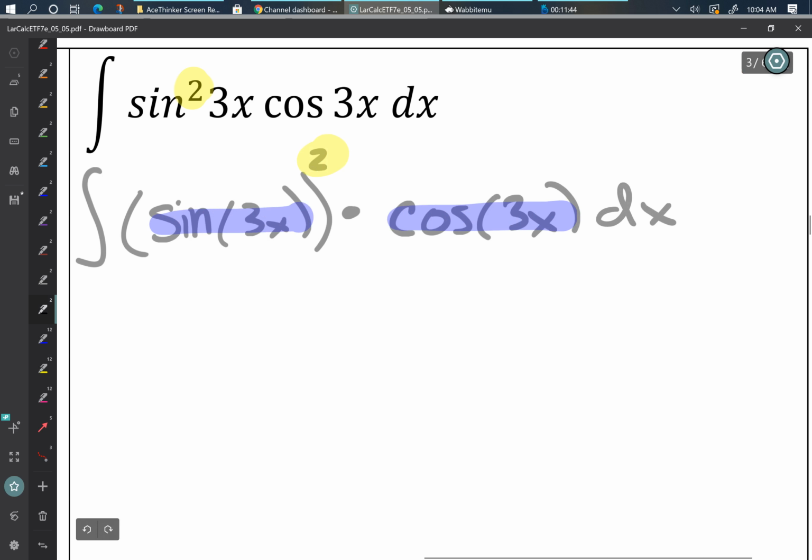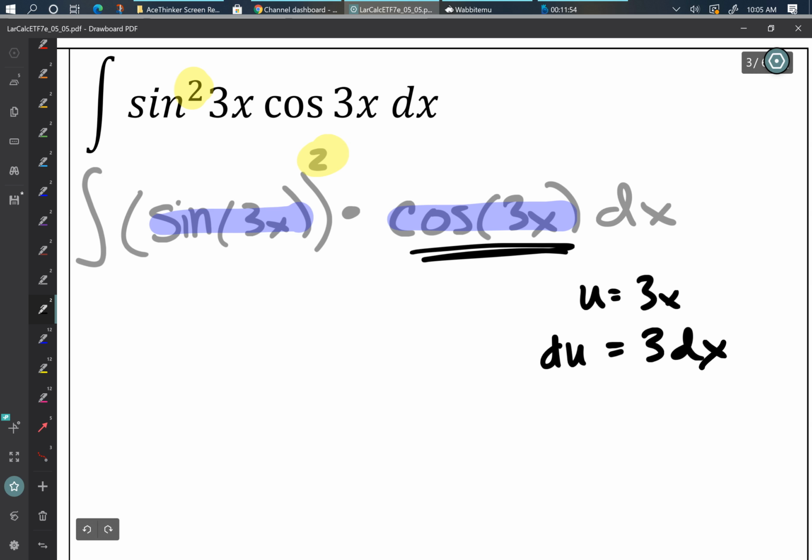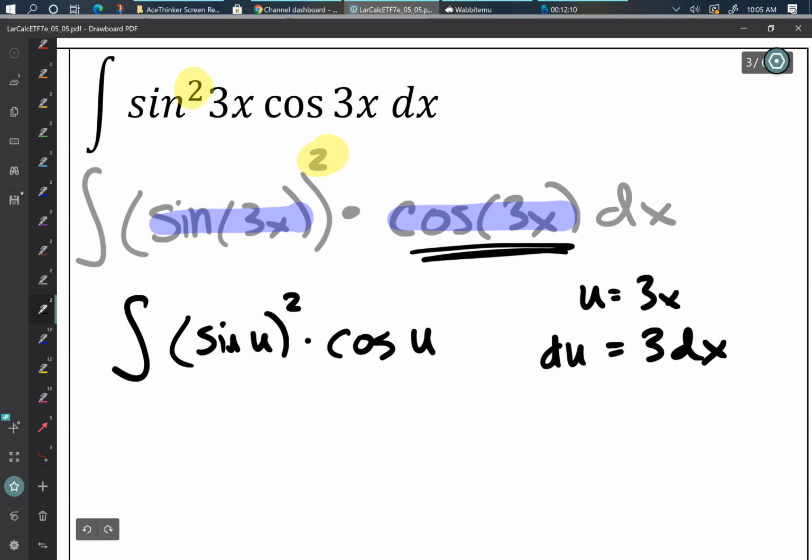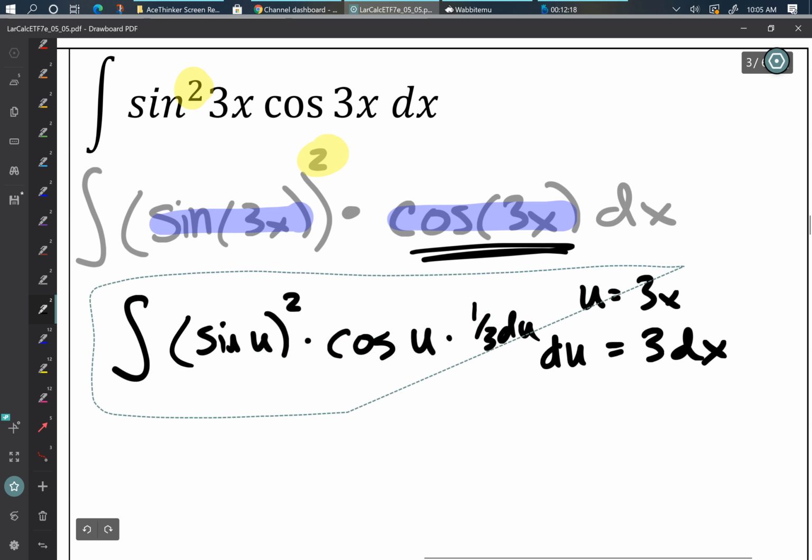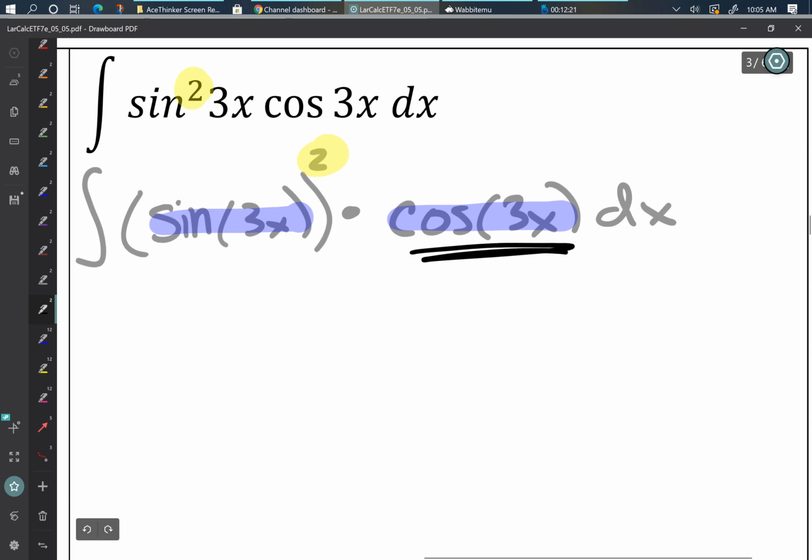Because if I try to argue that this is my composition for substitution, then I would say that u is 3x. I would say then that du is 3 dx. But if I did those substitutions, and I'm going to write this out and then erase it because it's wrong, my problem turns into this. And that didn't fix anything. So that must have been the wrong choice for you.